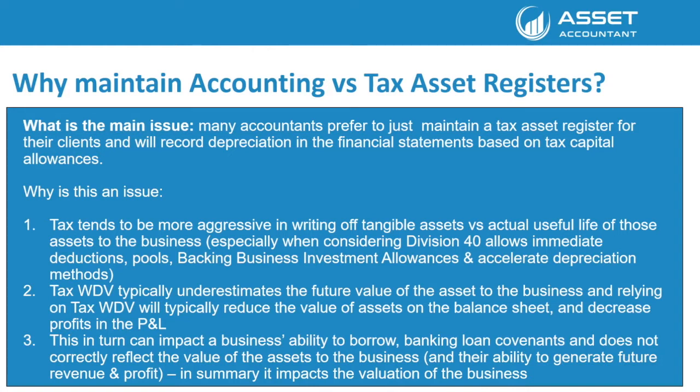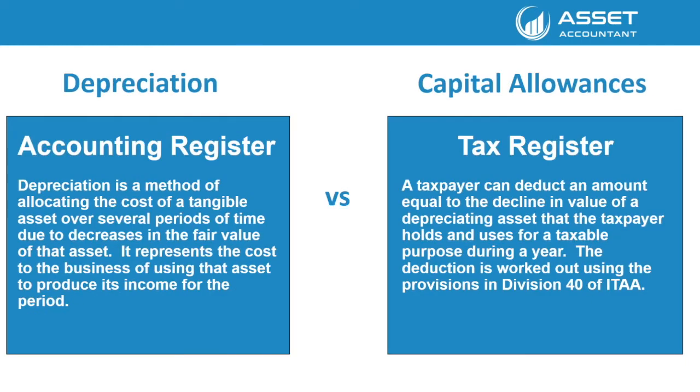This in turn can impact the business's ability to borrow, its banking loan covenants, and just simply doesn't reflect the current value of the assets to the business, and in summary, impacts the overall valuation of that business to somebody reviewing the financial statements. So what can we do? Well, the most obvious answer is to create separate fixed asset registers for accounting and tax purposes.